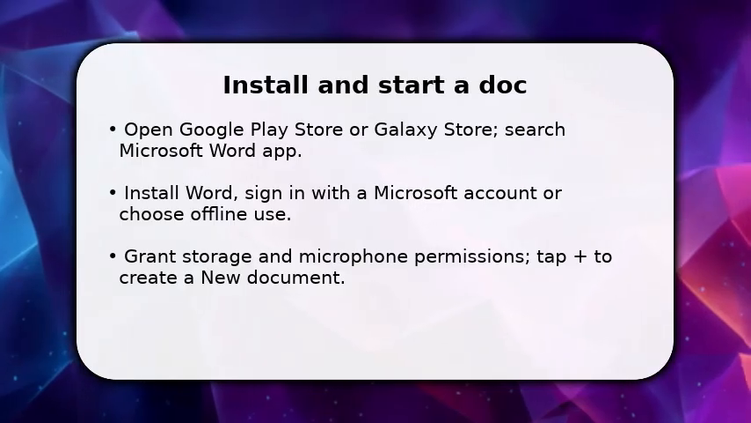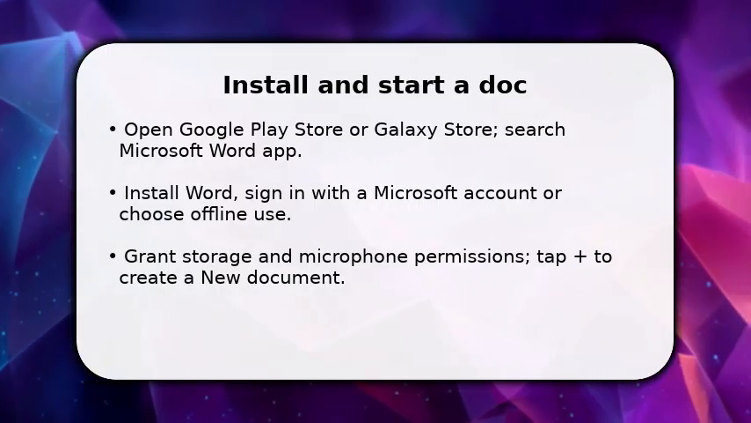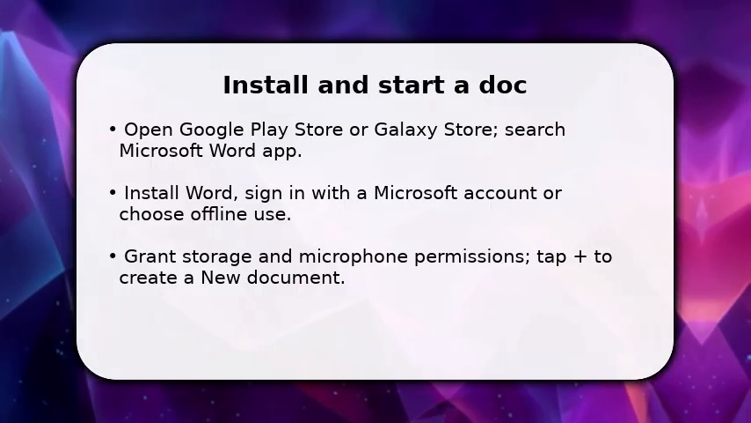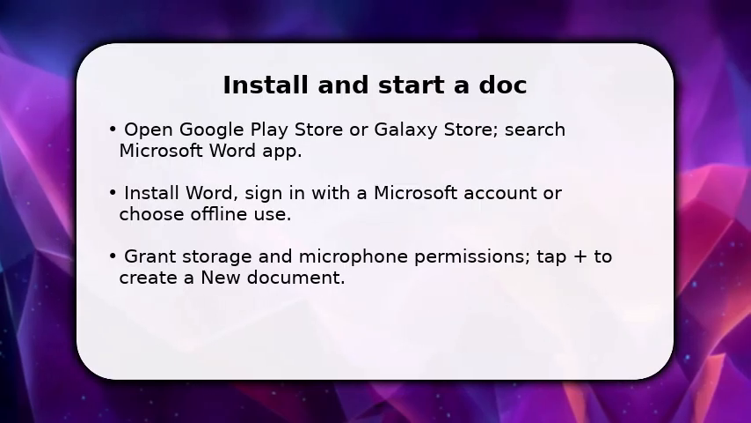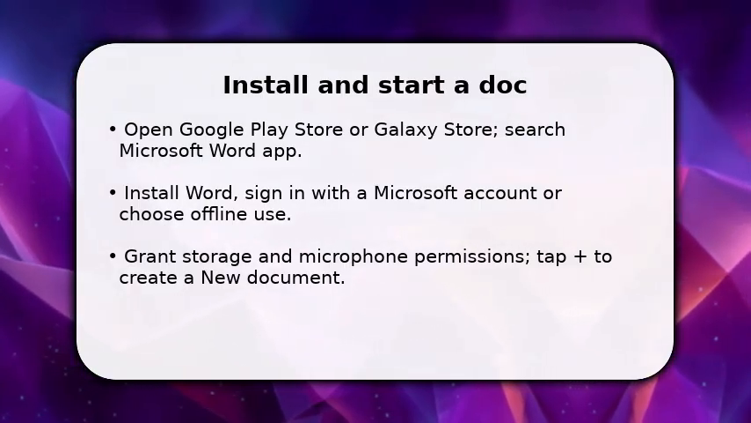You will install Microsoft Word and begin immediately. Open the Play Store, find Word, and tap Install, then open the app. Sign in with your Microsoft account or choose to work offline if you prefer. Once done, grant storage permission so files can be saved locally and to OneDrive.